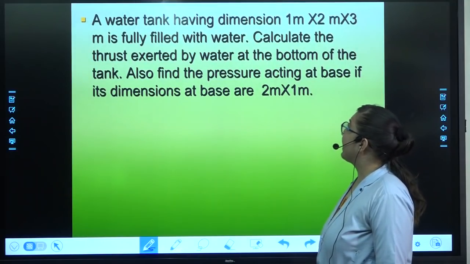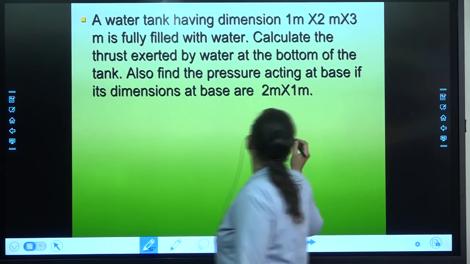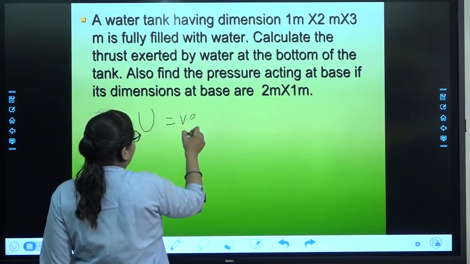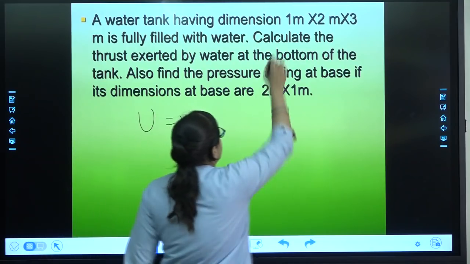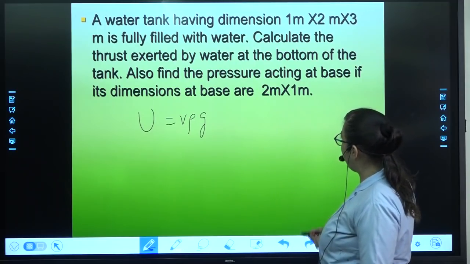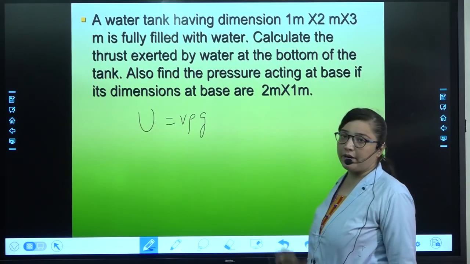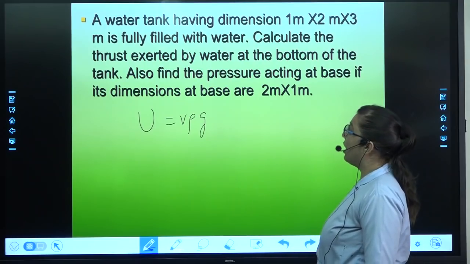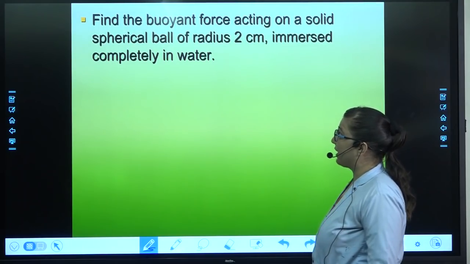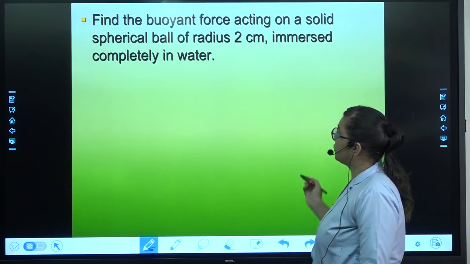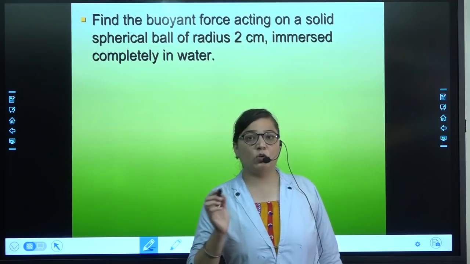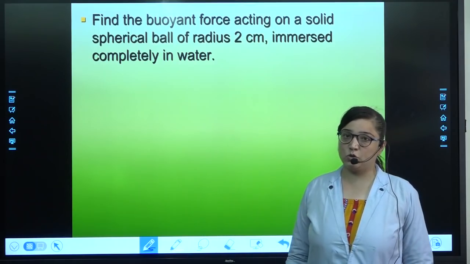After that, the water tank. Over here, for calculating the upthrust you use the formula U is equal to V into rho into G. Volume is 3 into 2 into 1 which is 6. Density of water is 1000, G is 10. Then pressure is force upon area; the buoyant force is known to you, then just divide by the area. Next, the buoyant force acting on the spherical ball of radius 2 centimeter. For that we found U is equal to V rho G. Then we converted into the basic units.